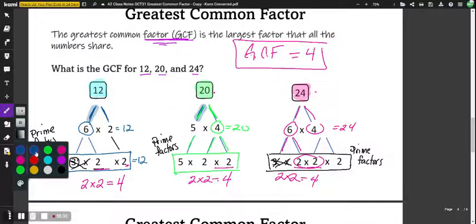The other way to think about this is: what number can I divide all the other numbers by evenly, without having a decimal or a remainder?